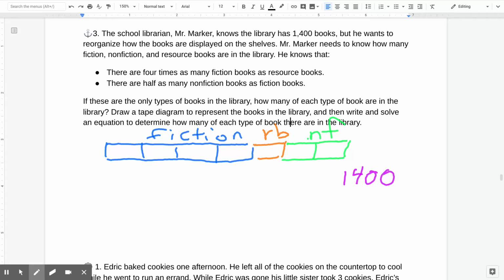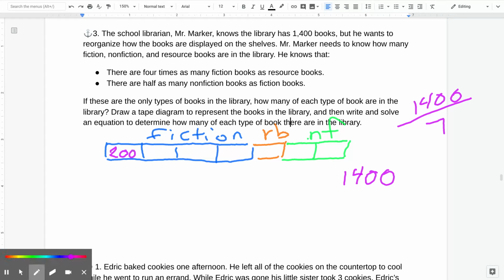Therefore, each one of those sections can take my 1,400 and I can divide it by 7. And I can find that each one here is 200. And from that, I can find out the amount of each of these. So how can I do this in an equation? Well, it looks like my single thing that I can find most easily is my resource books.